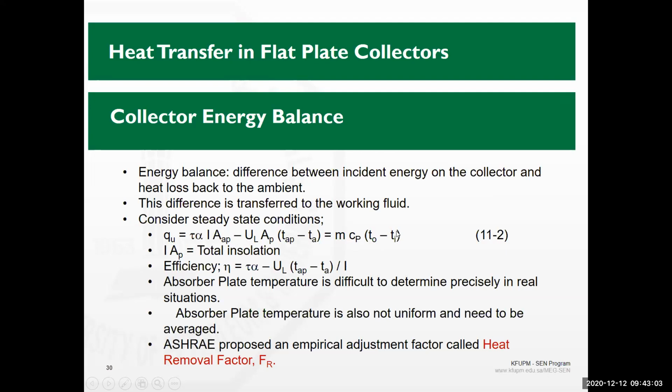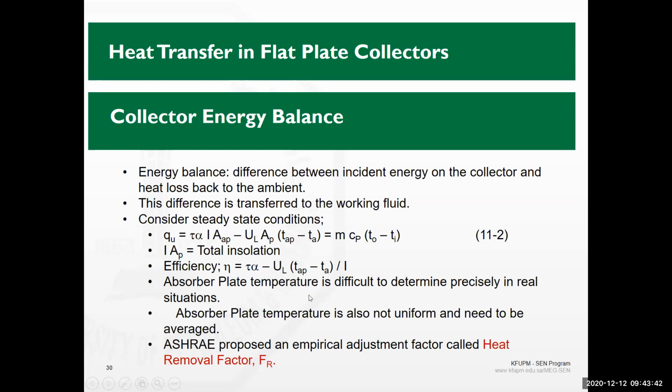The efficiency is basically how much this energy is compared to the energy falling from outside. The energy received from outside is basically I times AP, the total insolation I times the area, the insolation falling on the surface of the collector. So if you divide Qu by I times AP, this is what we get. I times AP in the first term will cancel out, so you have tau alpha. And in the second term, the AP will cancel out, so you have UL times delta T, or TAP minus TA, divided by I.